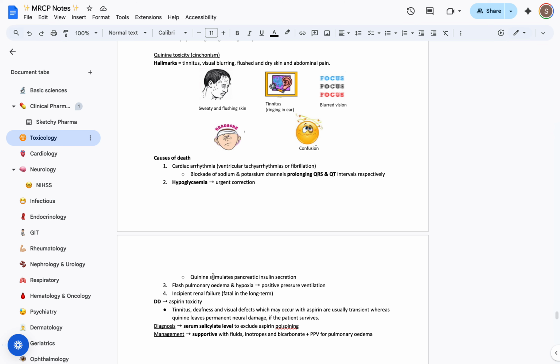However, the difference is that tinnitus, deafness, and visual defects, which may occur with aspirin, are usually transient, whereas in quinine they leave permanent neural damage. So you just need to do a serum salicylate to exclude aspirin, and then you just do supportive treatment with fluids, inotropes, and bicarb.